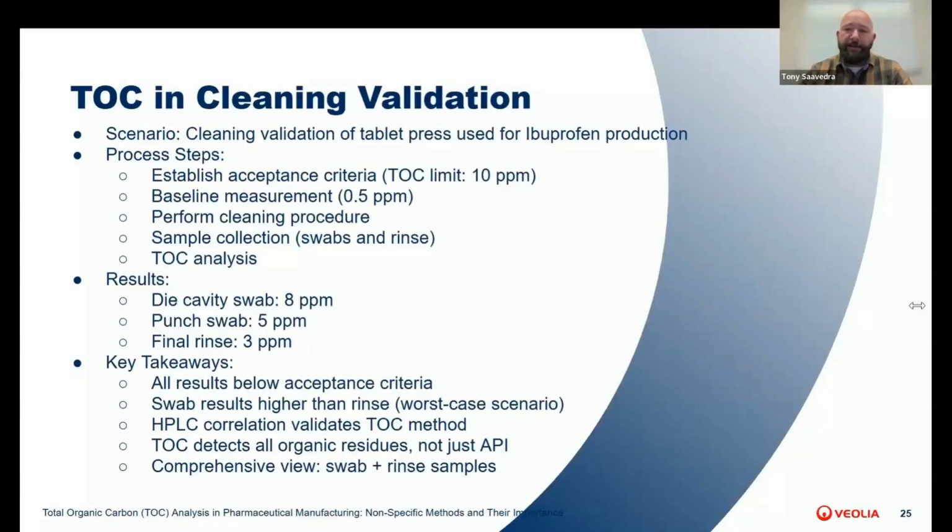Now, remember, TOC isn't just detecting our ibuprofen. It's picking up any organic residues, that includes excipients and cleaning agents as well. Notice how the swab results are higher than the rinse samples. That's typical. Swab gives us more of a worst case picture. We're using both swab and rinse samples. This gives us more of a comprehensive view of our cleaning effectiveness. And that correlation with HPLC, well, that's crucial for validating our TOC method.